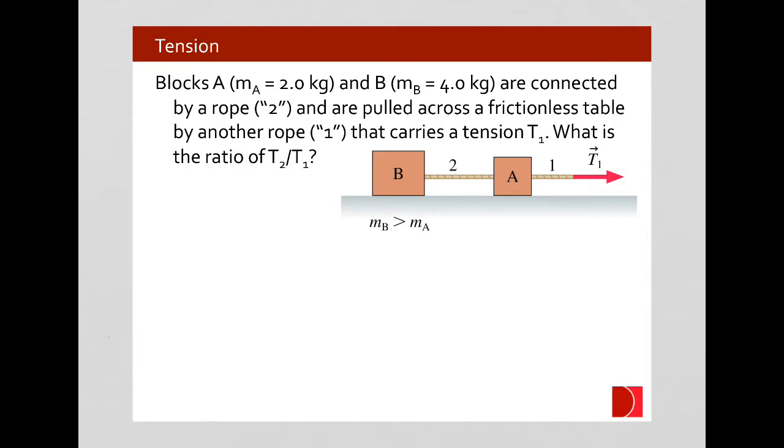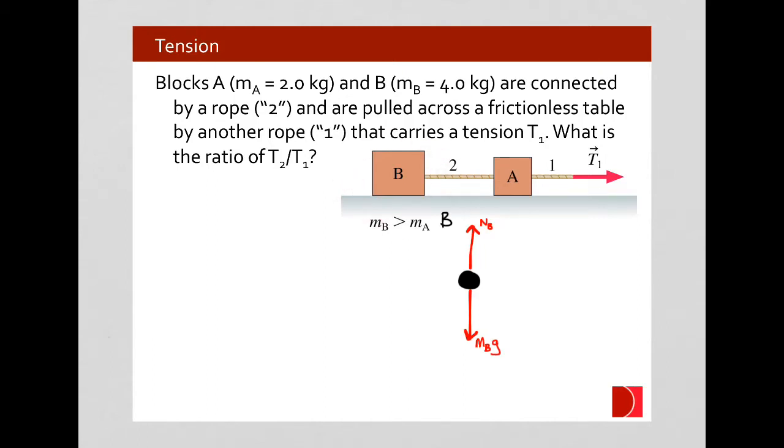In this situation, we want to draw a free body diagram for each of these blocks, and we'll see how the forces acting on each relate to each other. So if we look at block B, we know that we'll have a force of gravity downwards, and we'll have a normal force upwards. And from experience, we know that this normal force and the gravitational force will be equal and opposite and will balance each other out.